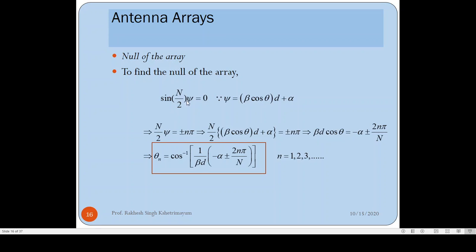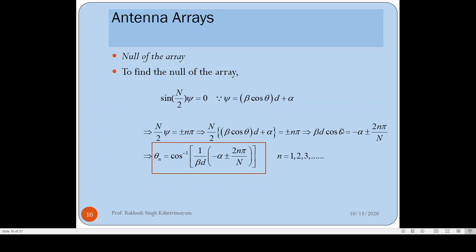Sine of N by 2 psi becomes 0 when N by 2 psi equals plus minus n pi. And you know what psi is. Psi is beta d cos theta plus alpha. Plug it in here. Then what you have is beta d cos theta is simply minus alpha plus minus 2n pi by capital N.